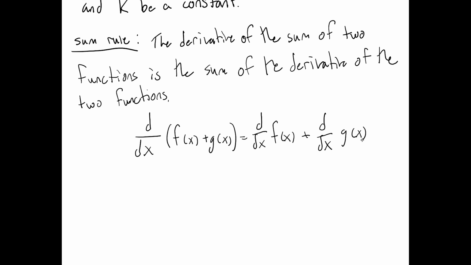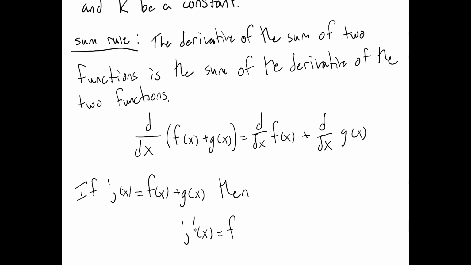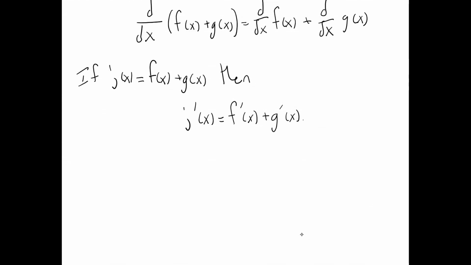Another way to state this: if j of x equals f of x plus g of x, then j prime of x equals f prime of x plus g prime of x. Okay. We're going to do some examples with this. This is what really helps us with the derivative of polynomials, but all three of these are going to combine to give us derivatives of polynomials being snap easy questions that are almost trivial once we get comfortable with these rules.